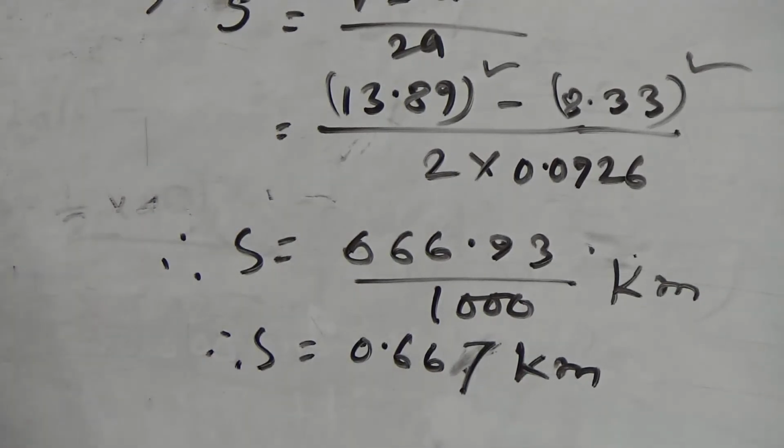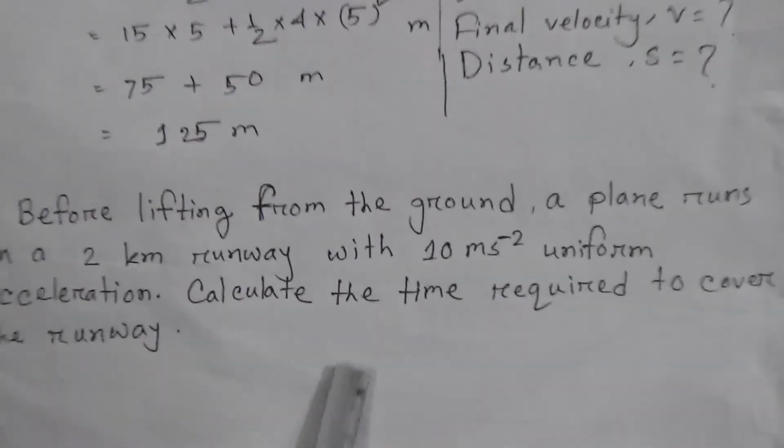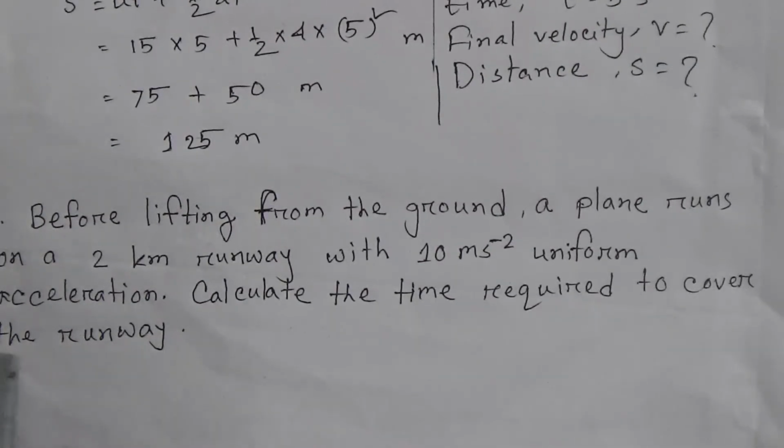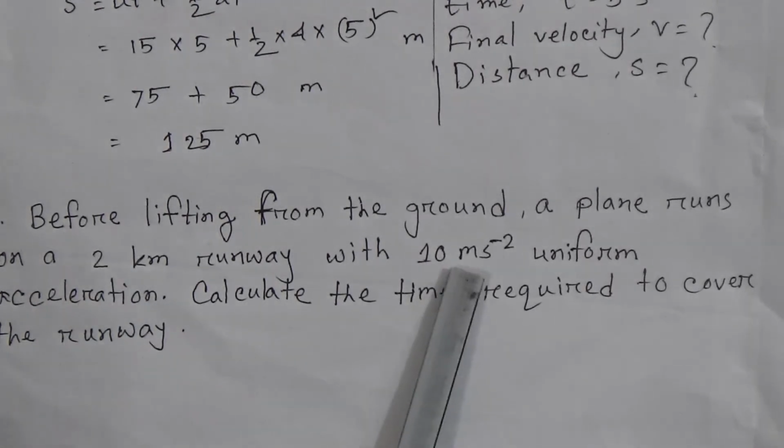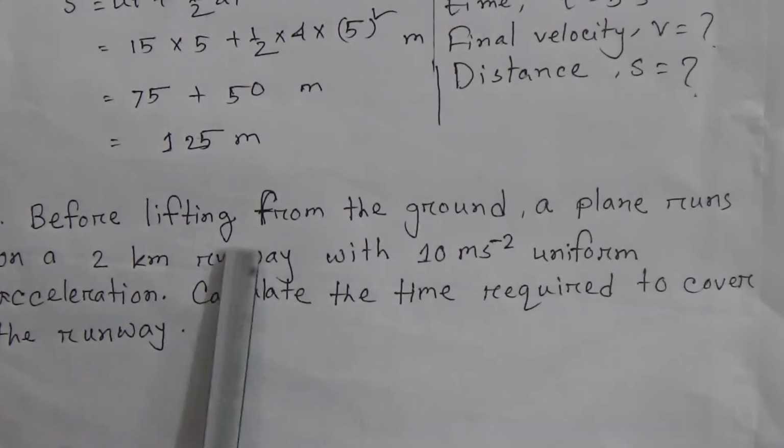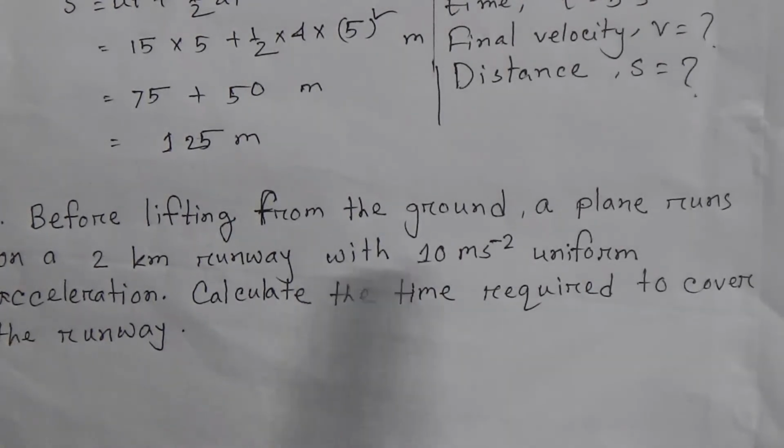My dear students, this is problem number 7. Before lifting from the ground, a plane runs on a 2 kilometer runway with 10 meter per second square uniform acceleration. Calculate the time required to cover the runway. Here the given distance is 2 kilometer, which you have to convert into meter, and acceleration is 10 meter per second square. You have to find the time. So do this mathematics on your own.